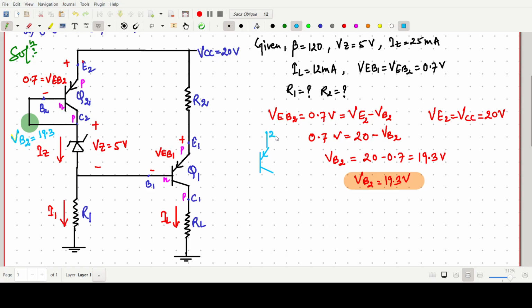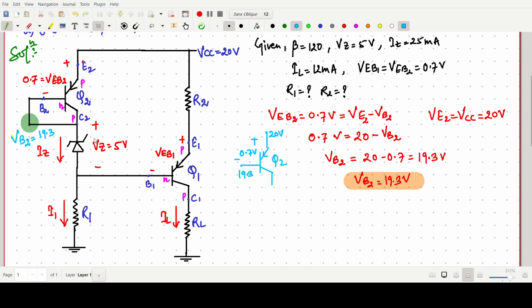This voltage is 20 volt, and this voltage VB2 is our 19.3. So this voltage is nothing but simply 0.7 volt that I have shown here. Clear? And this one is our Q2 transistor. So now we know this voltage, which is VB2. Now this voltage is known, and this is a Zener diode.